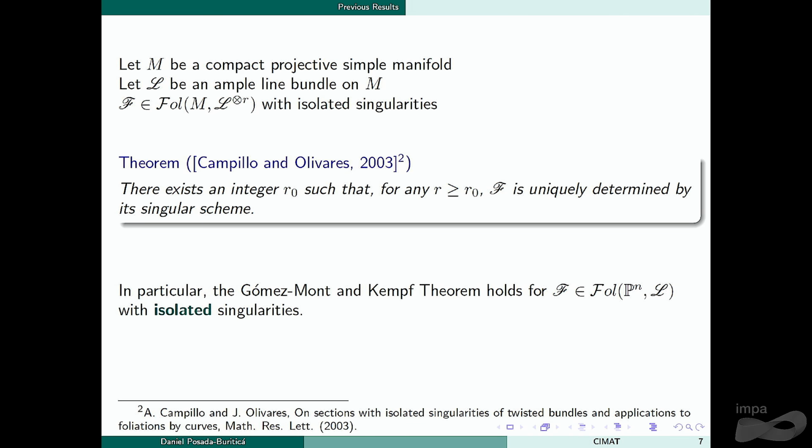For this, it's important to look at simple manifolds. Examples of simple manifolds are the Calabi-Yau varieties, and the first example of that are the K3 surfaces, which are Calabi-Yau varieties of dimension 2.